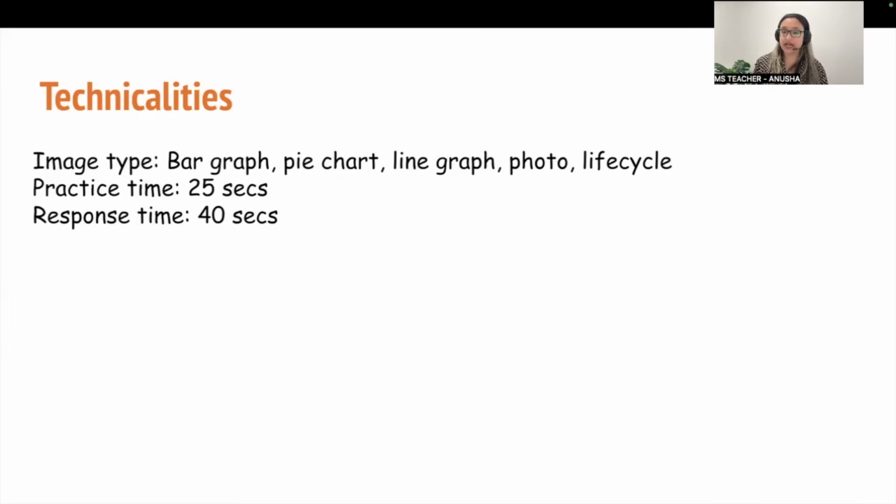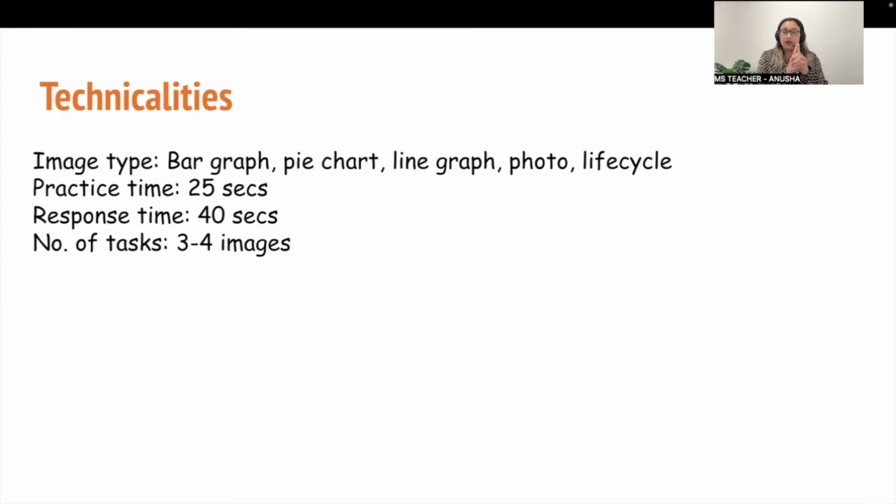So the response time is 40 seconds, where I already told you you have to speak 20 seconds plus, could be 25, 30, 35, or even 40, okay, depending on how complicated the picture is or how much you can explain. Number of tasks, there are 3 to 4 pictures.